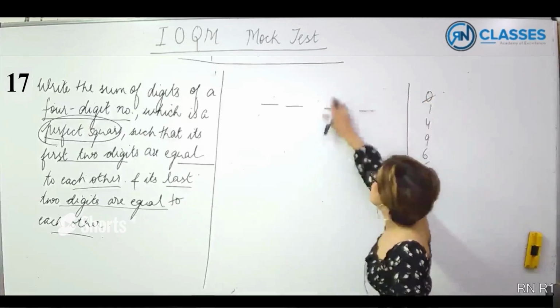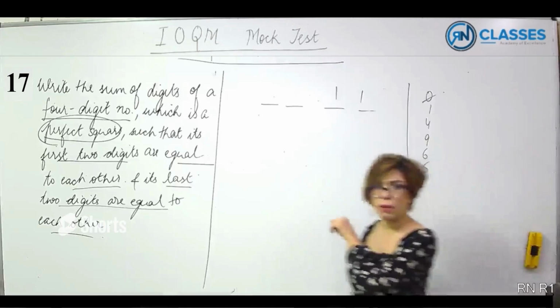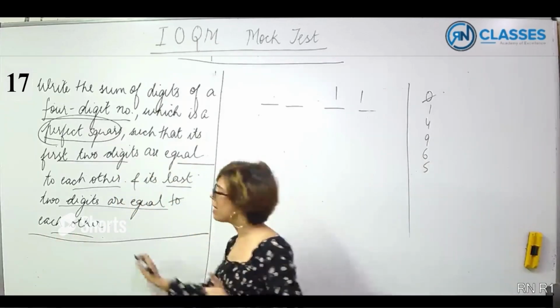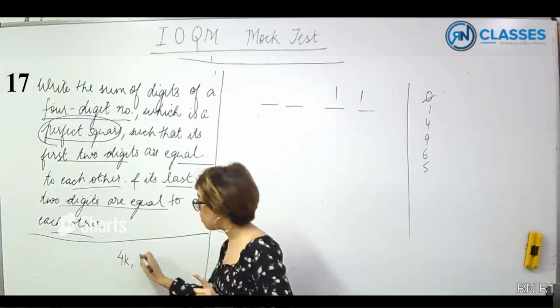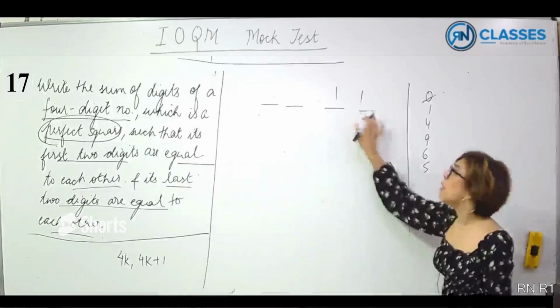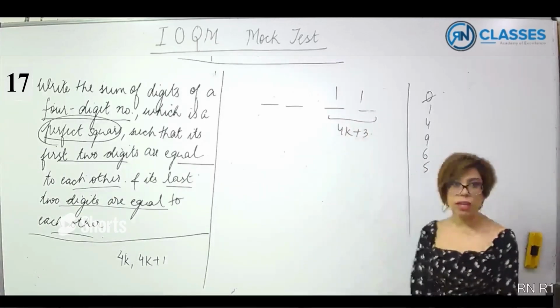Now let me take 1. Now mind it, I know it's a perfect square question. In class 10, we have studied that any squared quantity is either of the form 4k or 4k plus 1. The number which has 1, 1 at the end, that means it is of the form 4k plus 3.